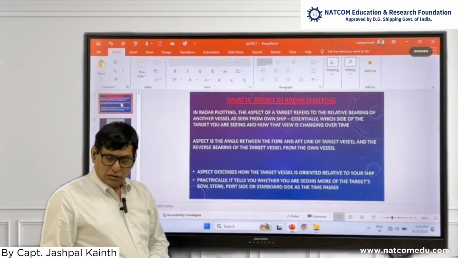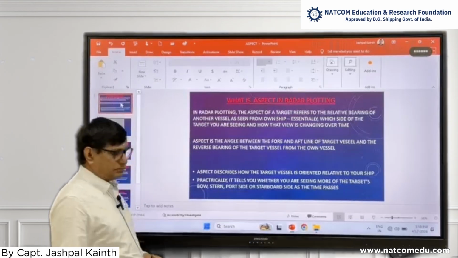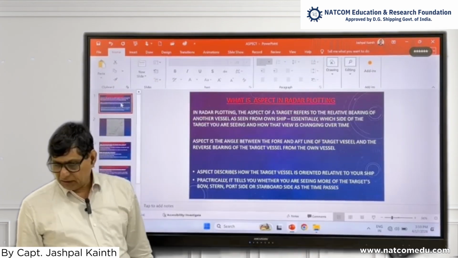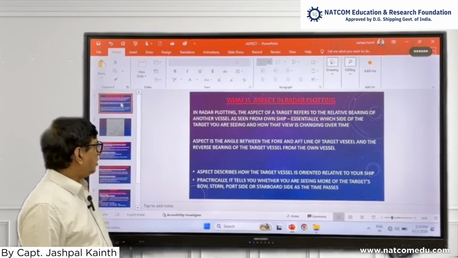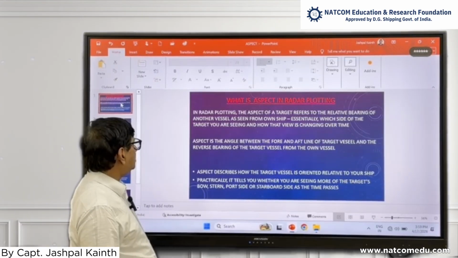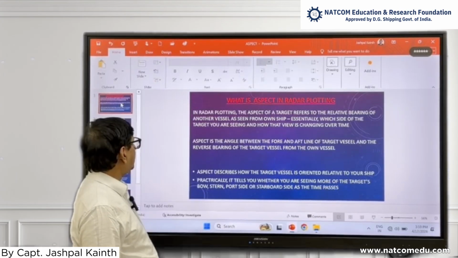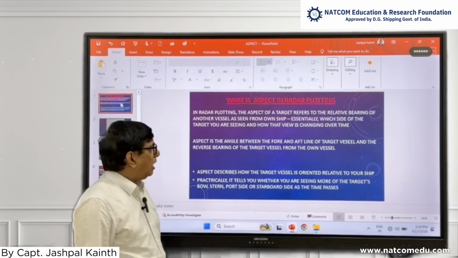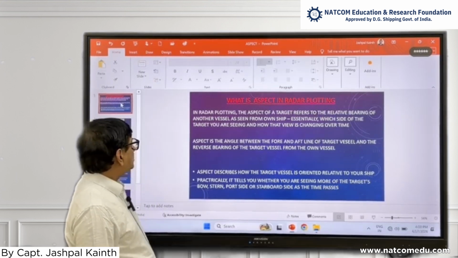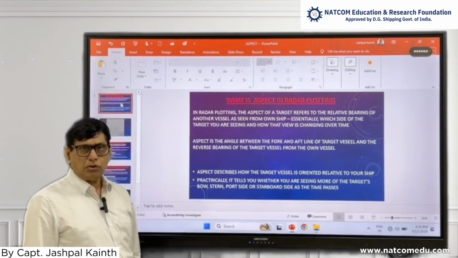Taking the topic today: aspect. What is aspect in radar plotting? In radar plotting, the aspect of a target refers to the relative bearing of another vessel as seen from own vessel. Essentially, which side of the target you are seeing and how that view is changing over time.